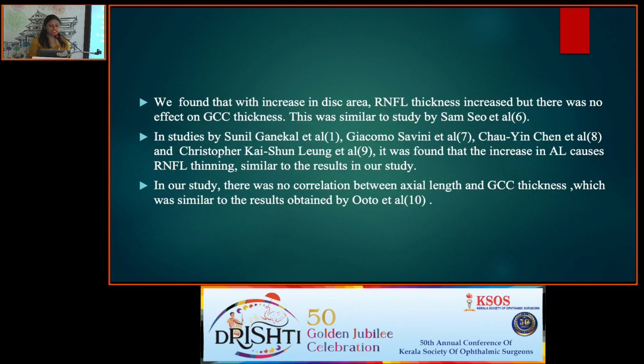We found that with increase in disc area, RNFL thickness increased, but there was no effect on GCC thickness, similar to the study by Samseo et al. In studies by Sunil Ganekal et al., Giacomo Savini et al., etc., it was found that the increase in axial length causes RNFL thinning, similar to the results in our study. In our study, there was no correlation between axial length and GCC thickness, which is similar to the study by Otto et al.